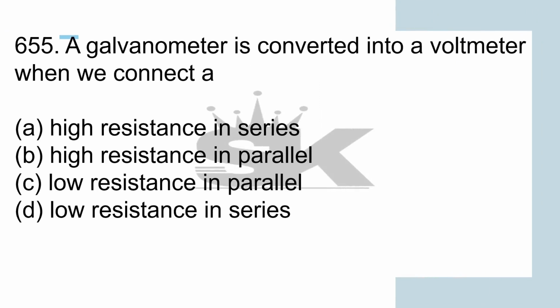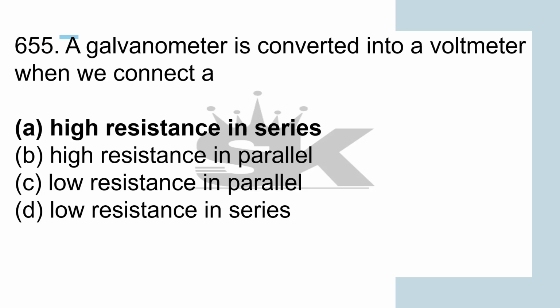A galvanometer is converted into a voltmeter when we connect it. Since galvanometer is a very sensitive instrument, it cannot measure high potential difference. In order to convert a galvanometer into voltmeter, a very high resistance known as series resistance is connected in series with the galvanometer. So here the answer is high resistance in series.